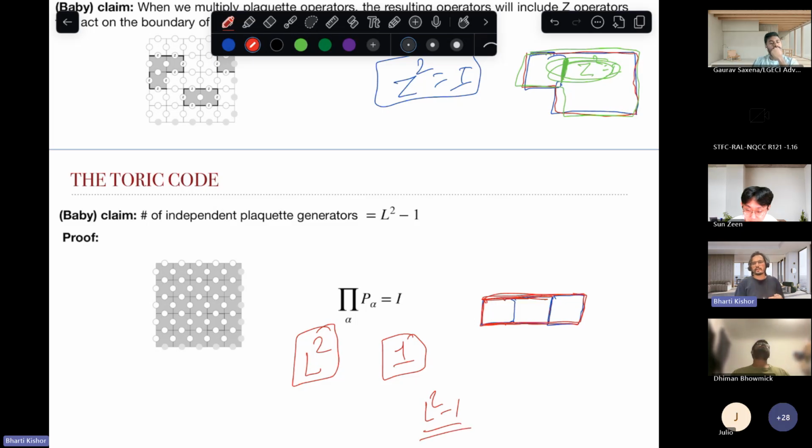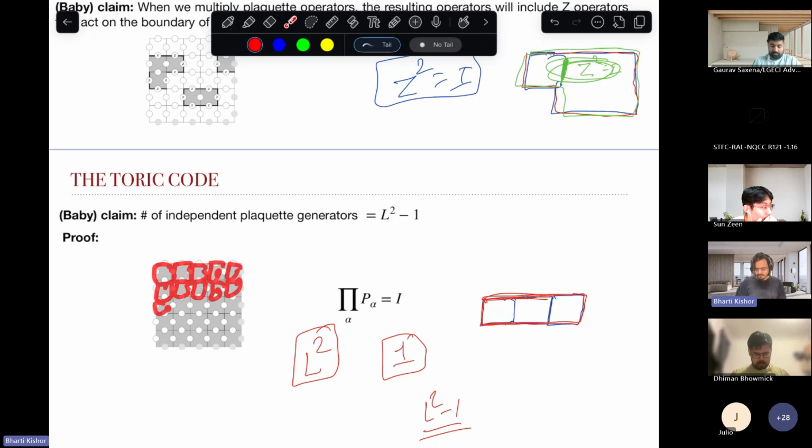Because there is one constraint, and those L square different generators correspond to each of these square 2D faces. So there are L square of them, and there is one constraint. So L square minus 1 is the number of independent generators.